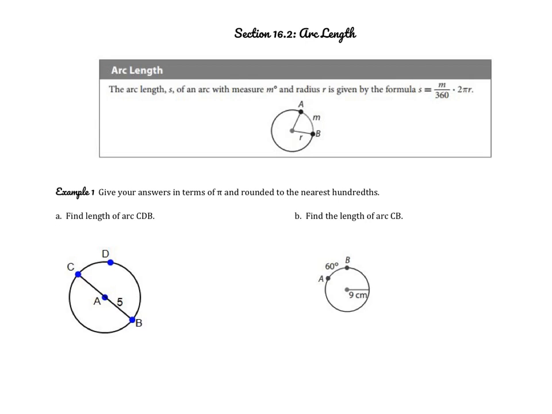Today we're going to learn about arc length and how to find the area of a sector. The arc length, which we denote with the variable s, of an arc with a measure m and a radius r is given by this formula. To find the arc length, we take the measure of the arc, divide it by 360, and then multiply it by the circumference, 2 pi r. Notice that this is just our circumference.